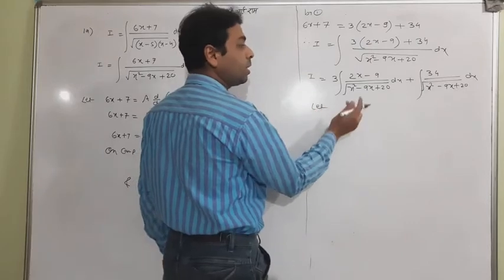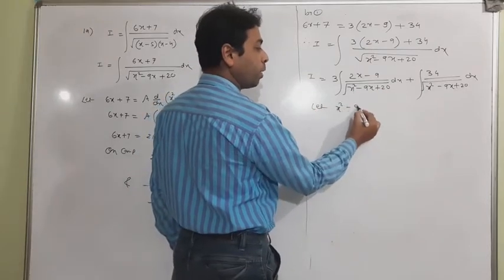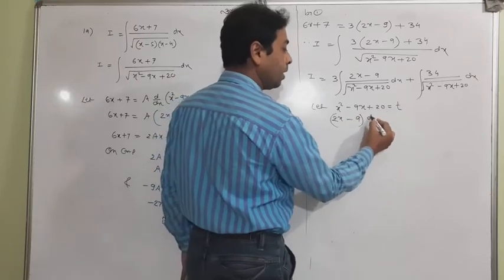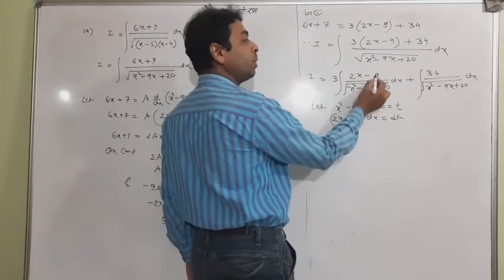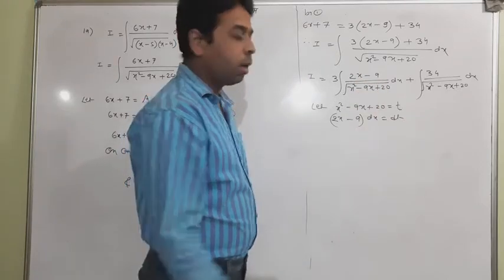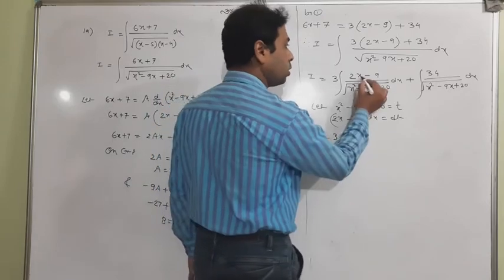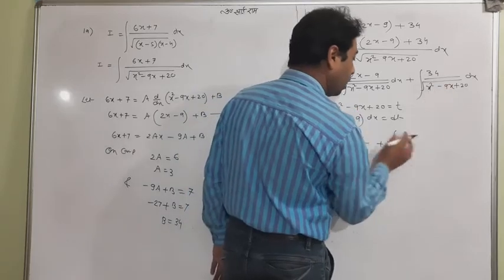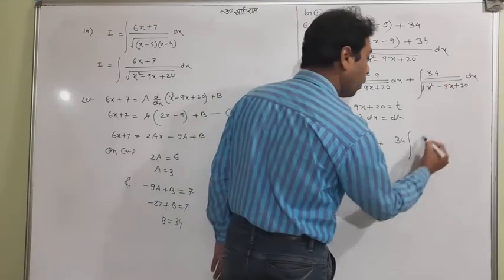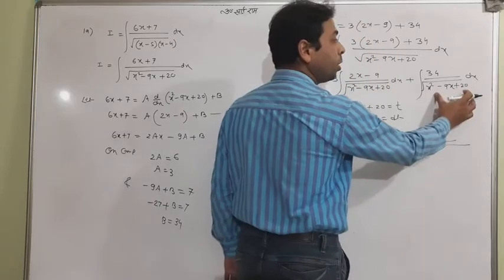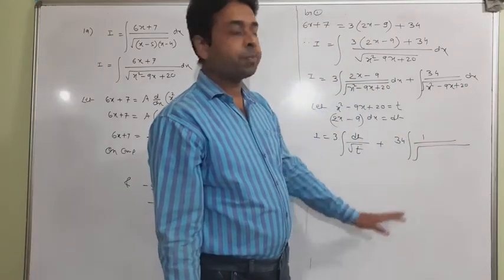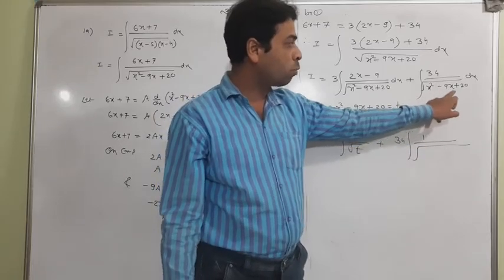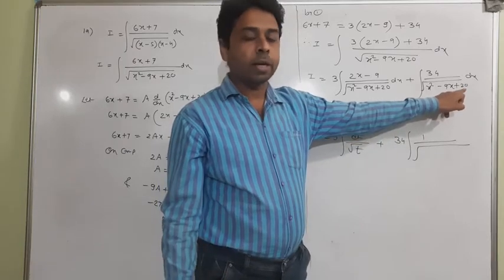And this time is very easy, because now you will take t: x² − 9x + 20 is equal to t. The differentiation of that is (2x − 9) dx equal to dt. Automatically 2x − 9 is waiting for you in the numerator. I is equal to 3 into this, which will be replaced by dt upon root t, plus 34 I'll take out, and only 1 by that whole will be turned into a complete square, because this is a familiar section. You have to turn this quadratic term into a complete square term, and you can use a formula.